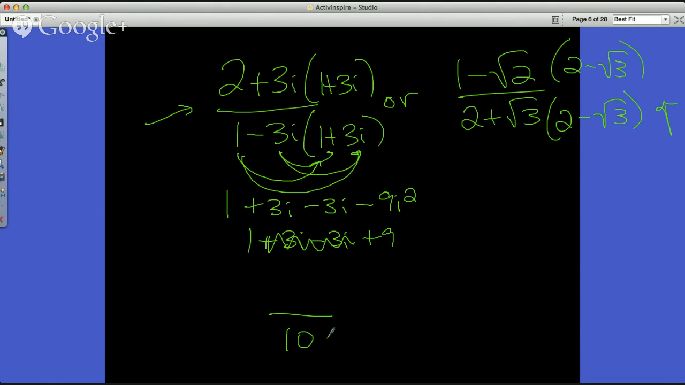How did I get the i's to cancel? Oh, yes, because that negative 9i squared, i squared is negative 1, right? So negative 9 times negative 1 would be positive 9, so 9 plus 1 would be 10. Now, at the top, 2 times 1 would be 2. 2 times 3i, I'm just foiling again, is 6i. 3i times 1 is 3i. And 3i times 3i would be 9i squared. So we're combining like terms.